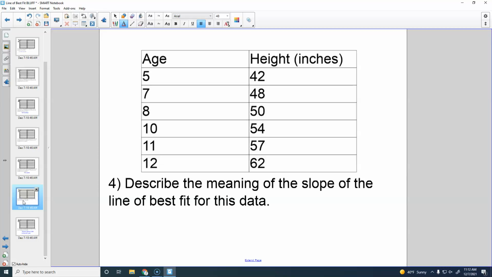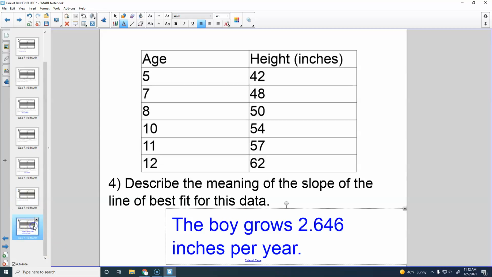So there are other ways you could say this. Let's see what I said. I said the boy grows 2.646 inches per year. You could say for each year he is 2.646 inches taller. Several ways you could have said that, but make sure you're using 2.646, not the y-intercept, and make sure you're giving it as a rate.